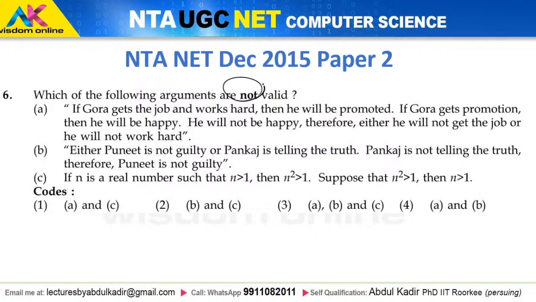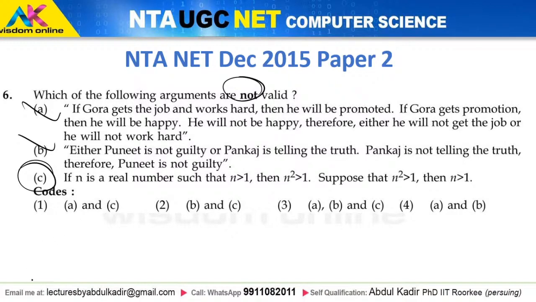In the question, he is asking "not valid." But A is valid, B is valid. Because he is asking for the one that is not valid, the answer should be C only. That's why no option is matching.